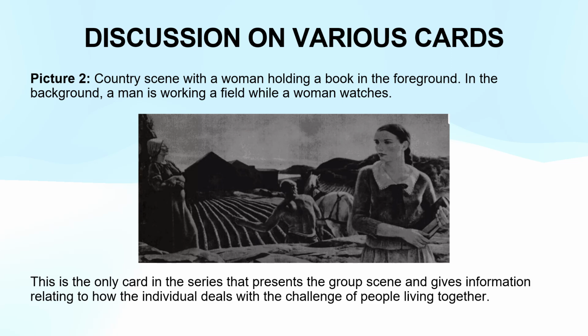Now here, this is the only card wherein there is a group of people. So it is picture 2, a country scene with a woman holding a book in the foreground. In the background, a man is working in a field while a woman watches. This is the only card in the series that presents the group scene and gives information relating to how the individual deals with challenges of people living together.